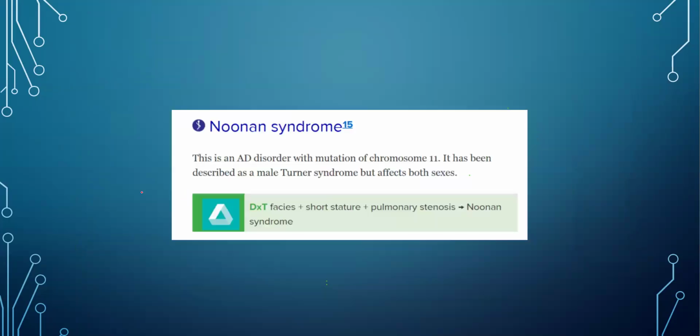This Williams and Noonan syndrome is not important for exam.